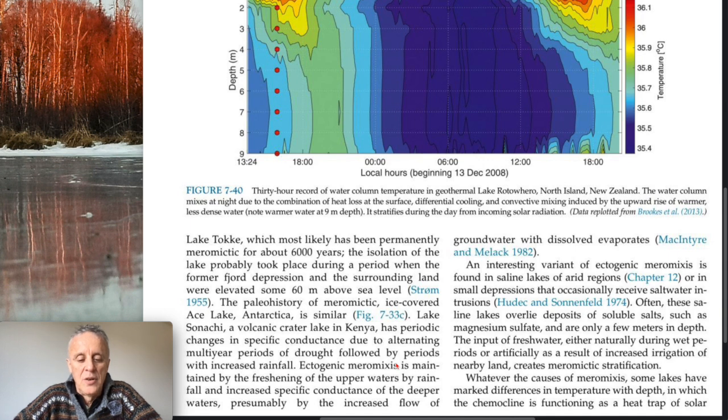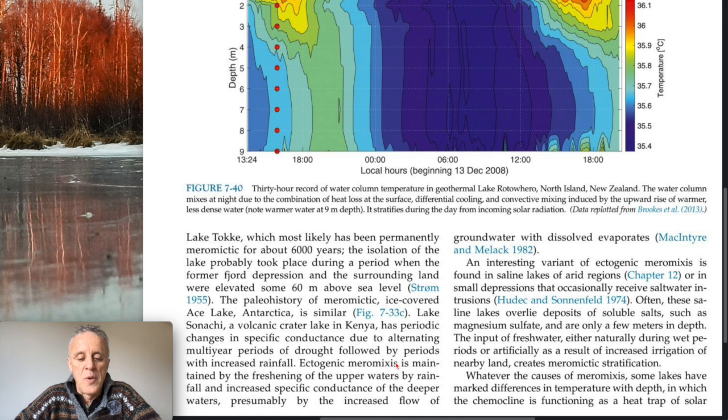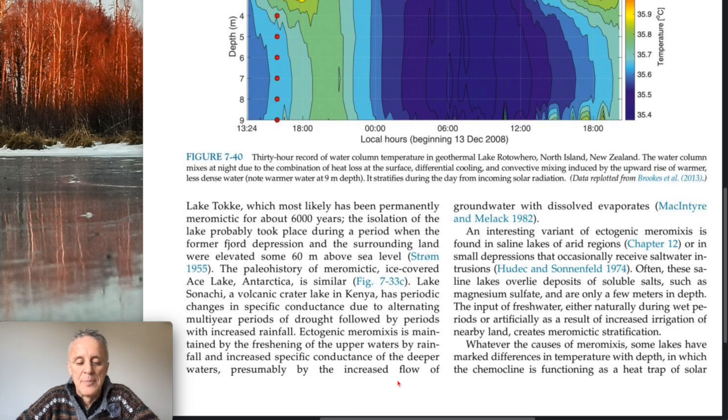Lake Sonachi, a volcanic crater lake in Kenya, has periodic changes in specific conductance due to alternating multi-year periods of drought followed by periods with increased rainfall. Ectogenic meromixis is maintained by the freshening of the upper layer by rainfall and increased specific conductance of the deeper waters, presumably by the increased flow of groundwater which dissolves evaporites.